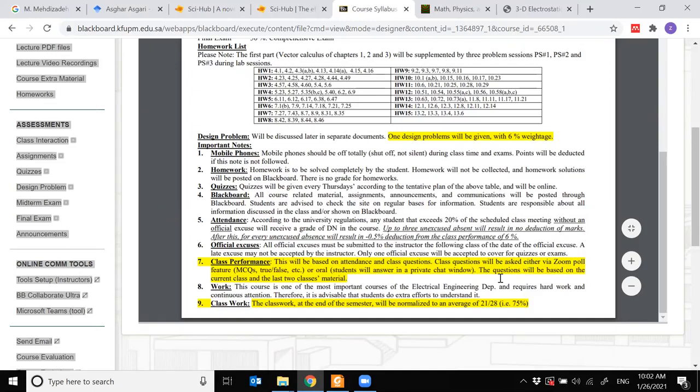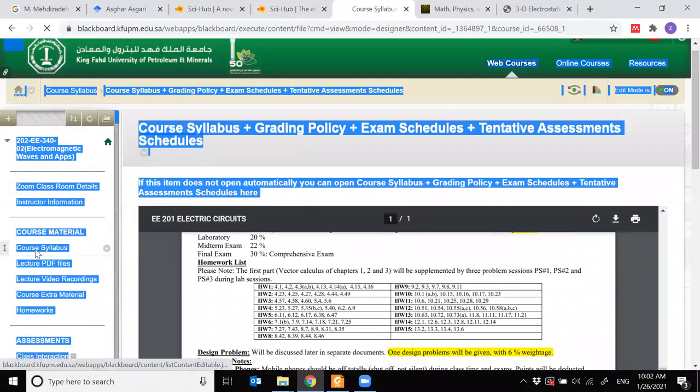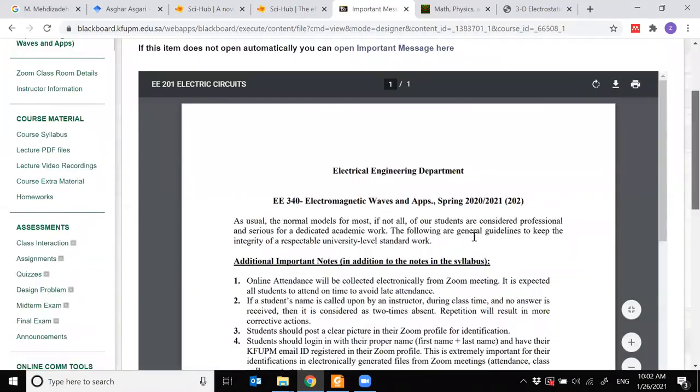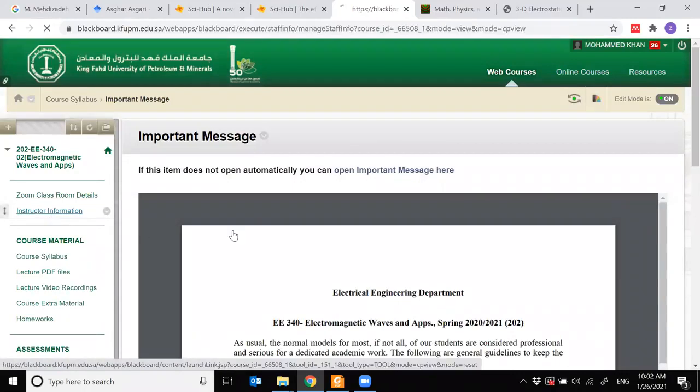These two things I told verbally in the first class, but I have written them here. The first thing is about the class questions. It will be through Zoom polls or in the form of oral questions where the students need to answer in the private chat window. The second thing is the classwork at the end of the semester, it will be normalized to 75%. Besides that, there is another important message, which was also posted, I think, in the first week, so please go through all of them. If you have anything, let me know.